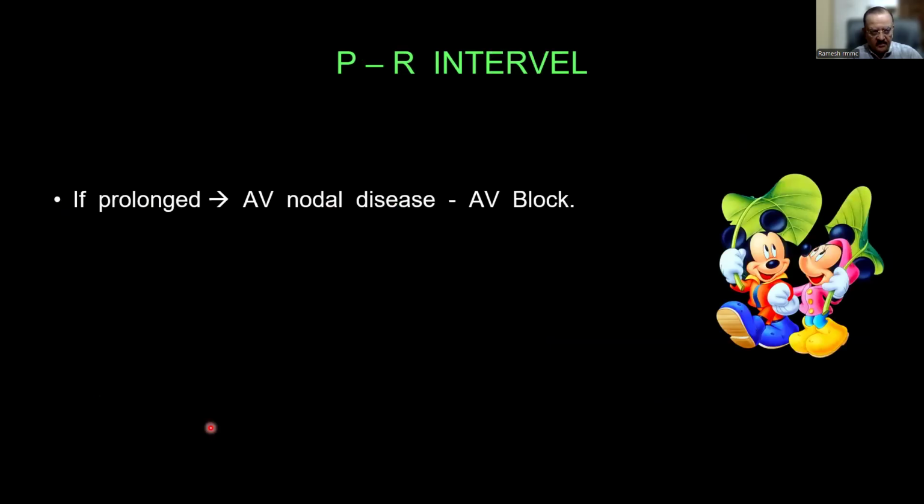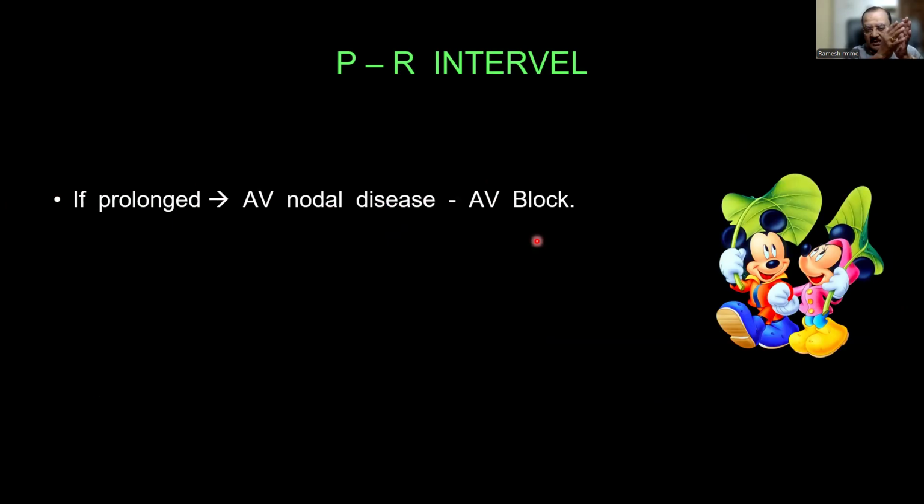So if the PR interval is prolonged, that means there is a disease at the AV node. We call it an AV block. The AV node is giving excessive block. That is what we call an AV block or heart block: first degree heart block, second degree, third degree, everything. Where is the problem? It is at the AV node.